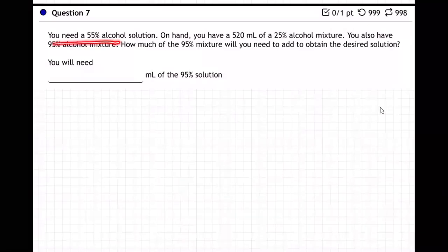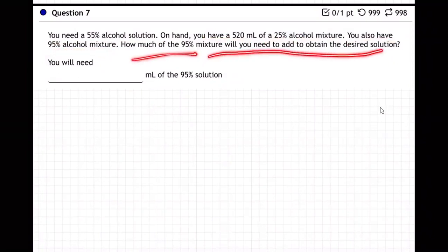You need a 55% alcohol solution. On hand, you have 520 milliliters of a 25% alcohol mixture. You also have a 95% alcohol mixture. How much 95% mixture will you need to add to obtain the desired solution? So it's a little chemistry problem here.